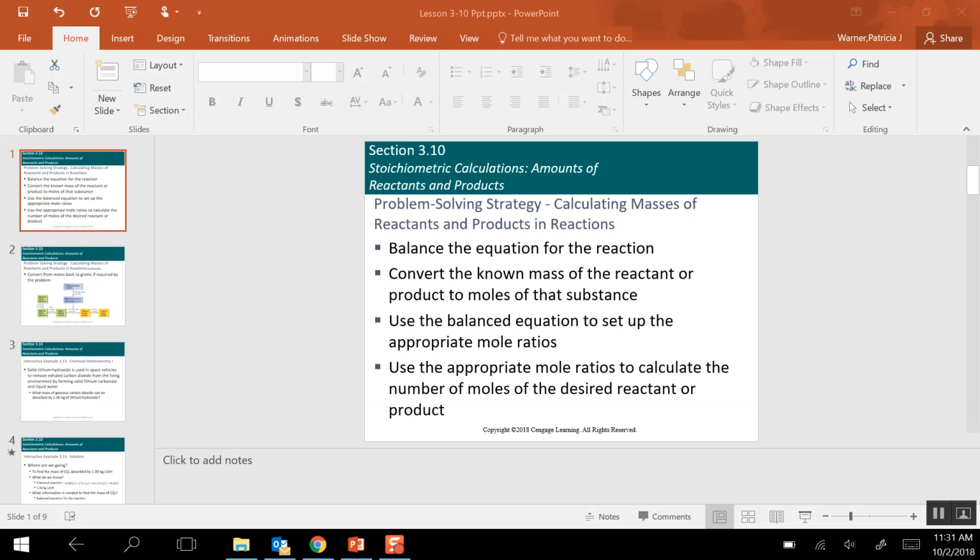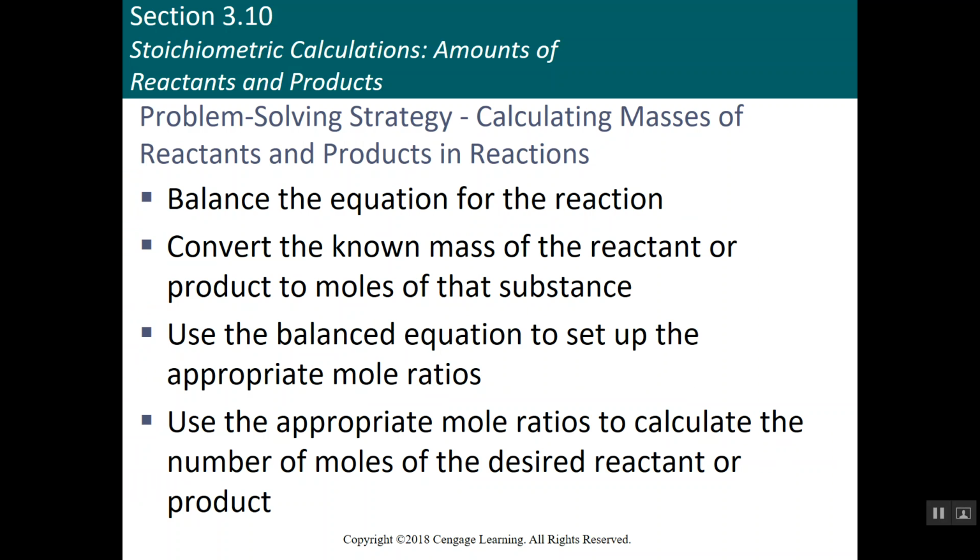Welcome to lesson 3.10. Today we're going to talk about stoichiometry. Stoichiometry is basically using molar masses and balanced equations to determine maybe how much of another reactant you might need, how much of a certain product you're going to get, things like that. So in order to do stoichiometry, you need a balanced equation.